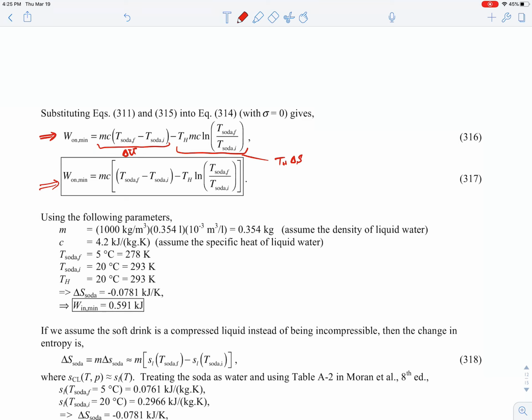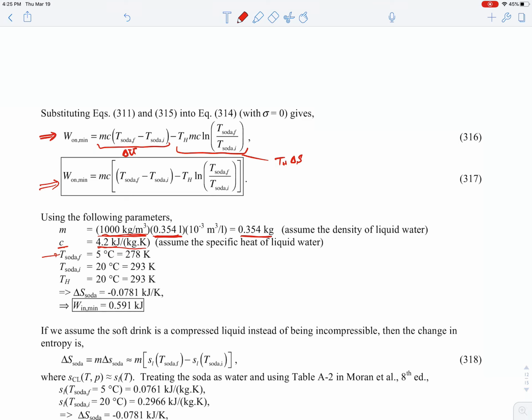When you plug in the numbers, we're given that the volume of our soda is 12 fluid ounces, which is just over 1/3 of a liter. Since that's volume, to find the mass, you have to multiply by the density. The density of water is 1,000 kilograms per cubic meter. Soda is, again, about 99% water, so we'll just use the value for the density of water. So we can find the mass of the soda. The specific heat for the soda, again, we're going to assume the specific heat of liquid water. We find that from a table, so you would just look that up in a table.